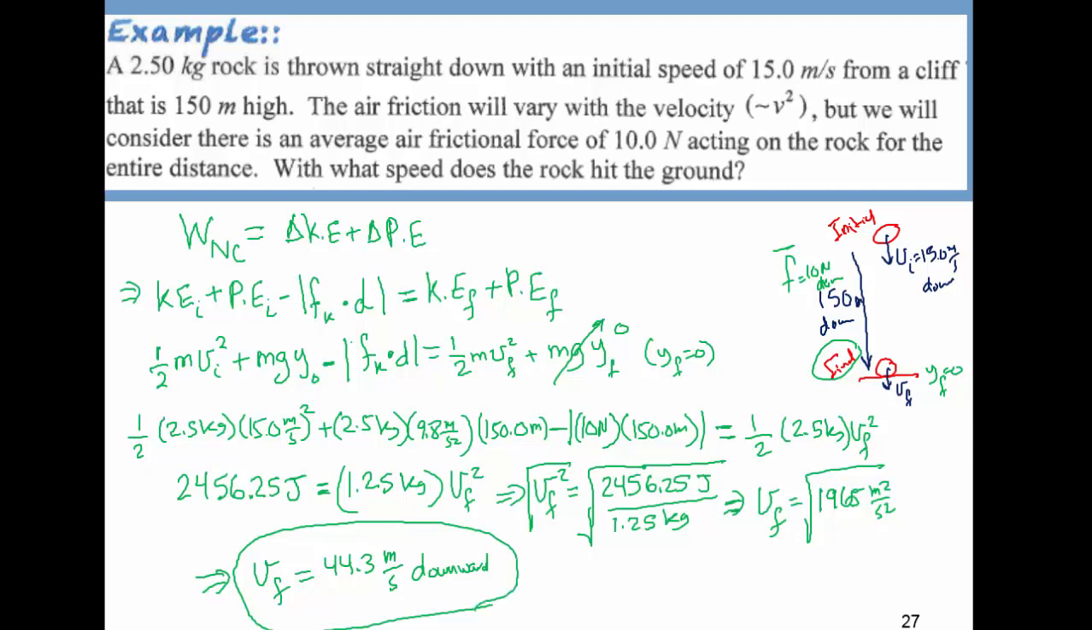Now, if you solve the problem using kinematics equations, you'll get the same answer. You apply the sum of the forces in the y direction equal to mass times acceleration. The net force will come out to be negative 14.5, which is the weight minus the friction, and this will be in the negative direction, equal to the mass times acceleration, and you solve for the acceleration. This will yield 5.8 meters per second squared in the negative y direction, downward. And then you solve for the final velocity using equation number 5, and this will yield the same answer.